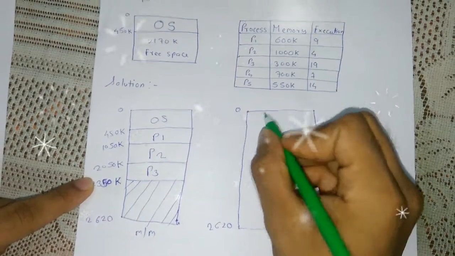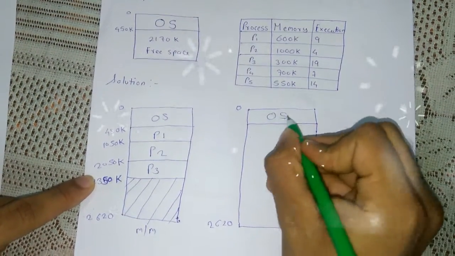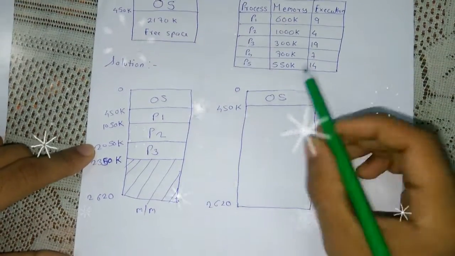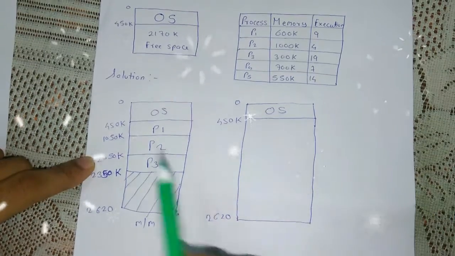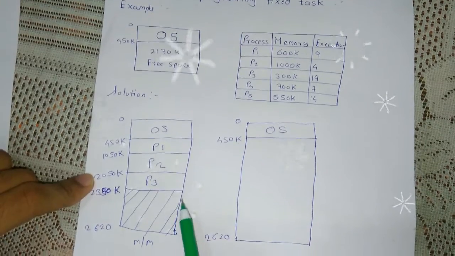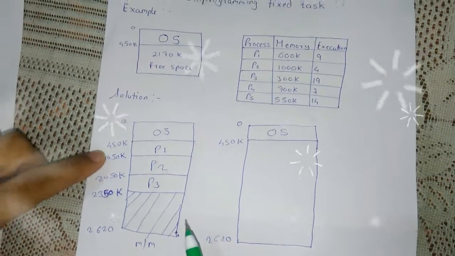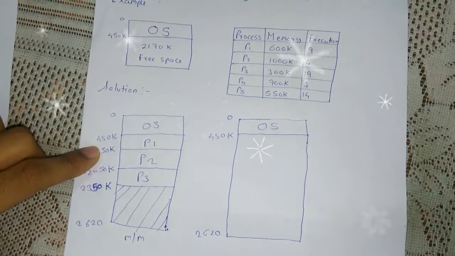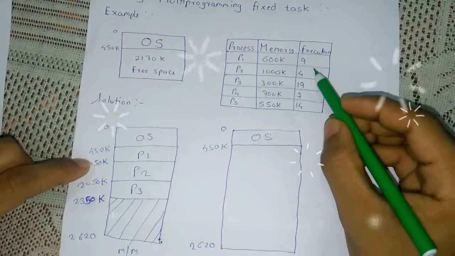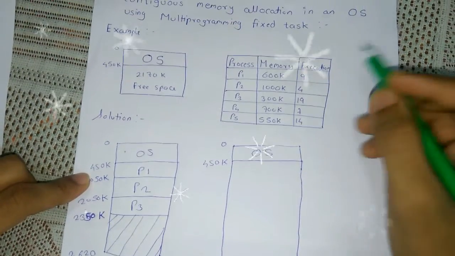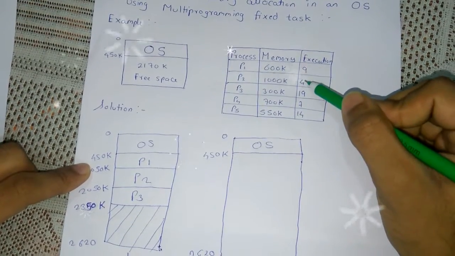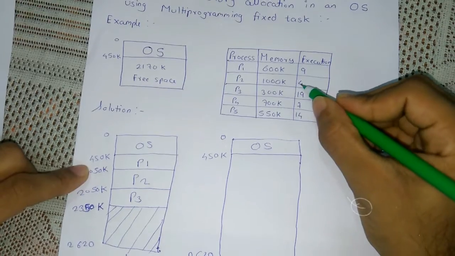Now let's move further. Draw the chart the same as it was, with the operating system allocating 450 kilobytes. If we want process P4 to come into execution, then we should swap out one of these processes from the main memory. On what basis do we decide which process should be swapped out? For this, consider the execution time. The process with the lowest execution time should be swapped out. In our case, P1, P2 and P3 are in execution, and the lowest time is taken by P2, that is 4. So we will swap out process P2.